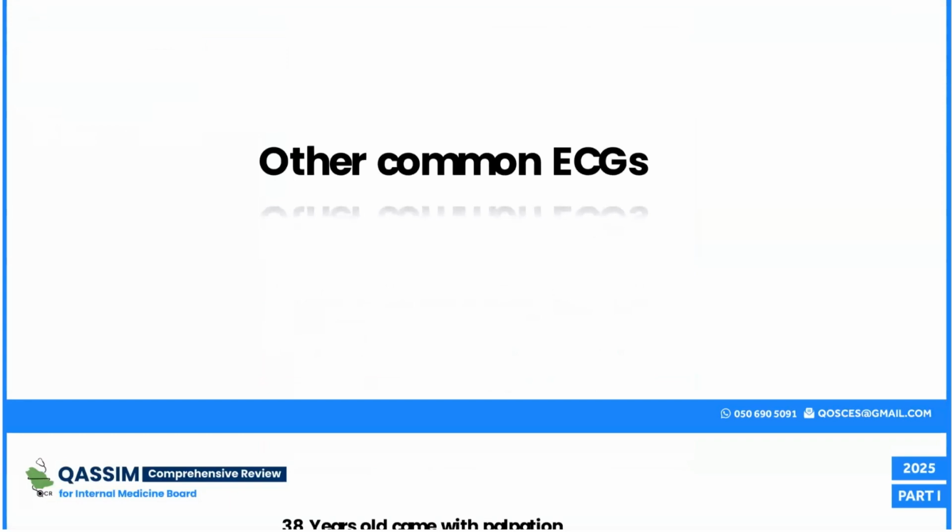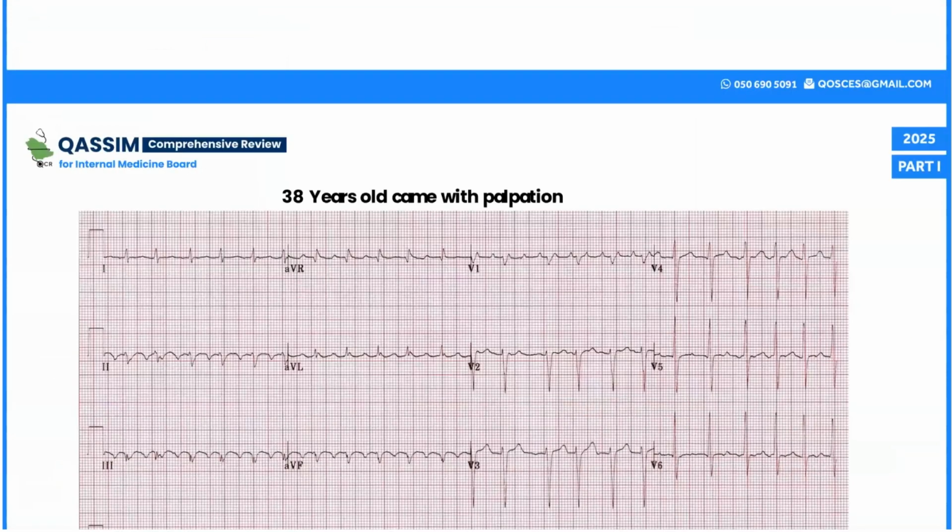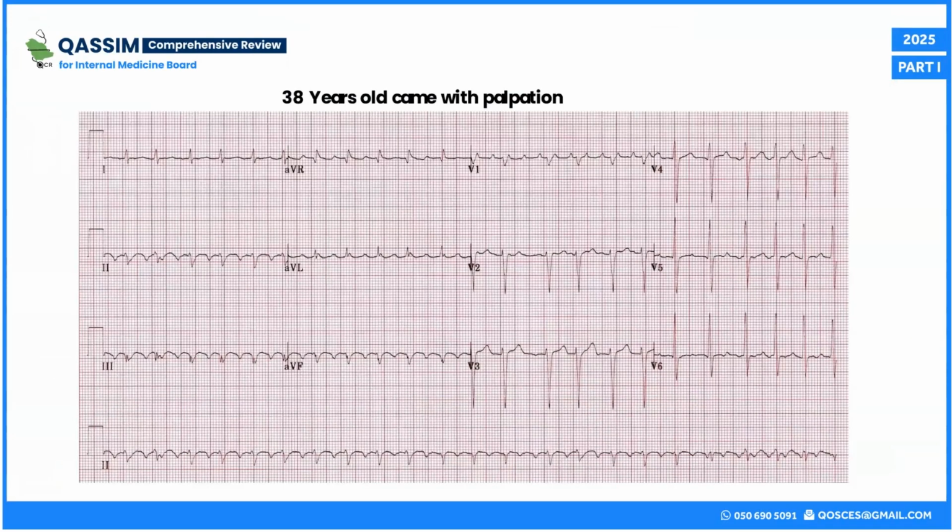So what are other common ECGs? This is the same patient, a 38-year-old that came with palpitation, as we said. This is a tachycardia that is regular and narrow. So our differential diagnosis, as I said, is SVT, AVNRT, or atrial fibrillation with block, or atrial flutter. The morphology of the P wave shows a sawtooth appearance, so this is most likely an atrial flutter.